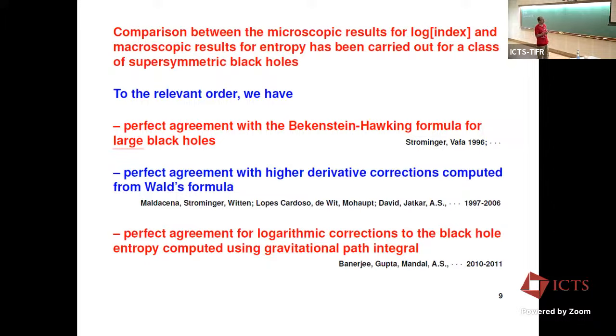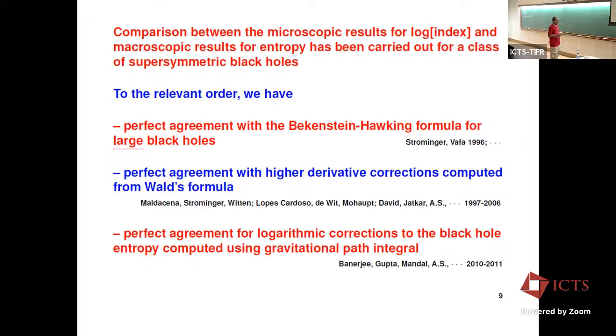Nevertheless, people did go ahead and make this comparison. We compared the microscopic results for the log of the index and the macroscopic results for entropy, and one finds that it agrees very well. This has been done for a wide class of supersymmetric black holes. To the relevant order, first of all, one has perfect agreement with the Bekenstein-Hawking formula when the black hole size is large. But then one can go beyond this. One also finds perfect agreement with higher derivative corrections computed via Wald's formula. On the black hole side, you use Wald's formula. On the microscopic side, you do a finer counting. And again, the results agree.